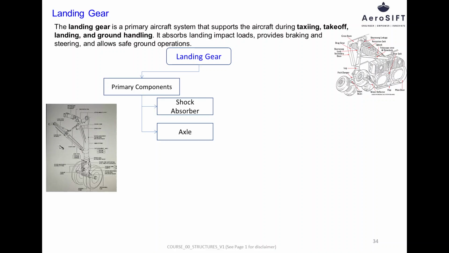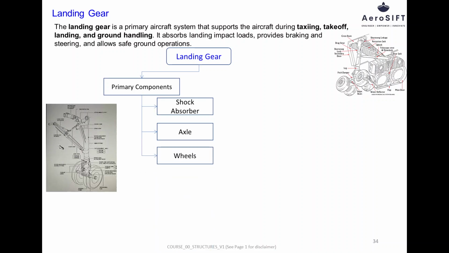The axle is the structural member on which the wheels and brakes are mounted. It transfers loads from the wheels into the shock absorber and landing gear strut. The axle is designed to withstand bending and shear loads generated during landing and braking.